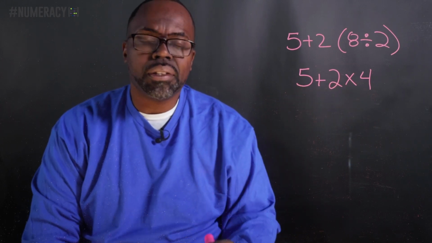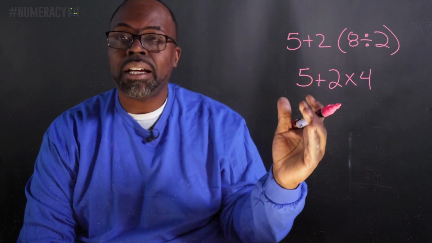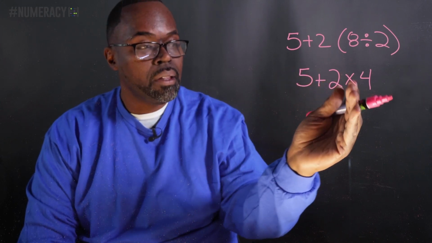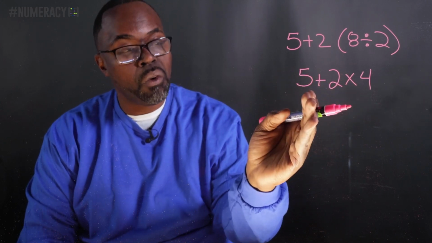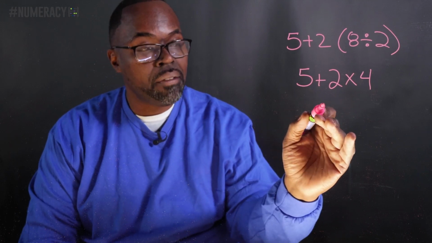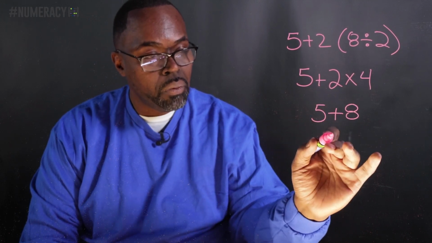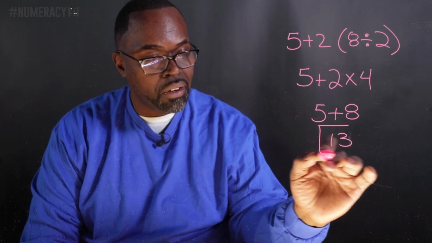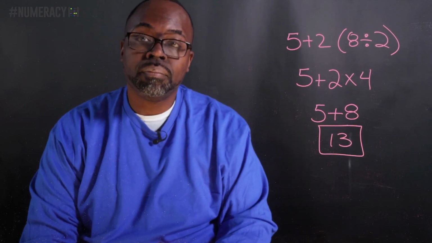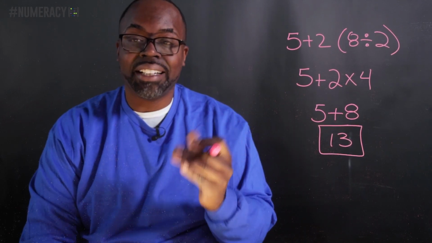So how do we solve this? Well, PEMDAS tells us that the multiplication problem will come before the addition problem. So we have 5 plus 2 times 4, which is 8, which gives us a final answer of 13. Does this make sense? Excellent.